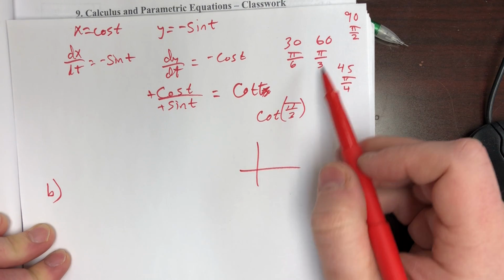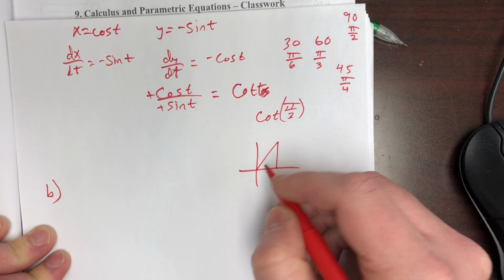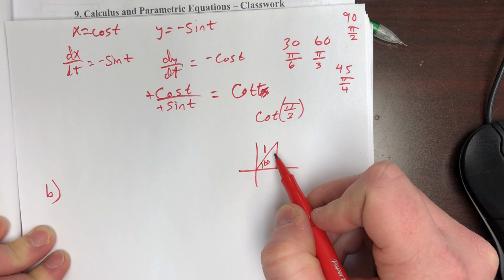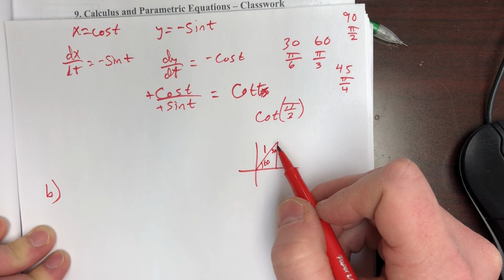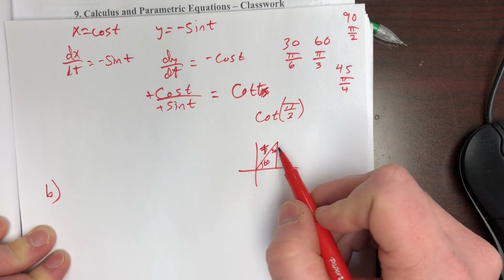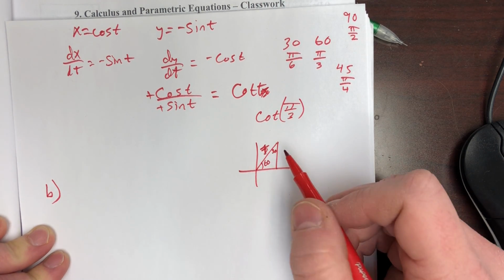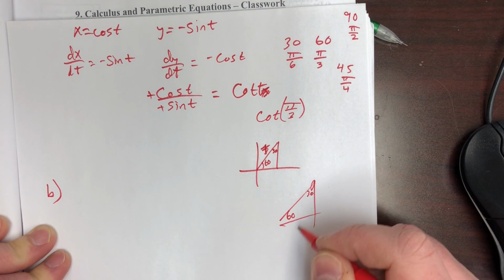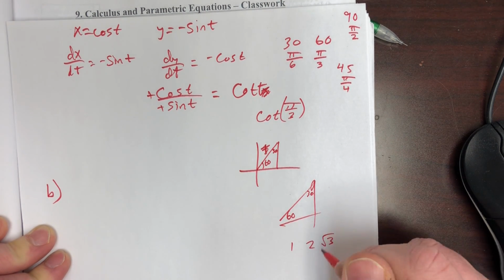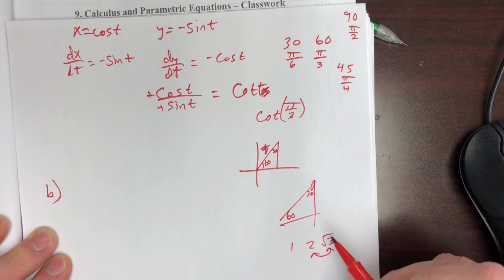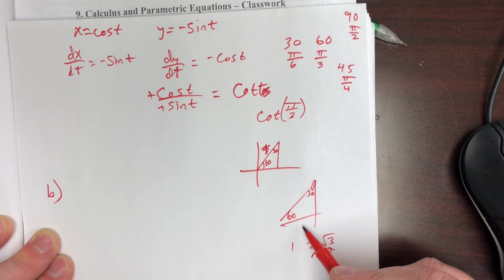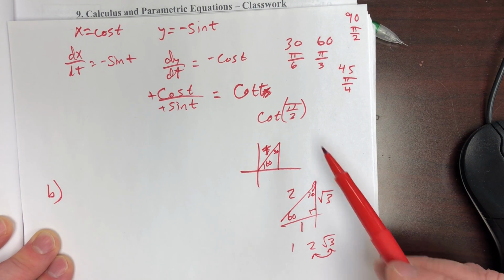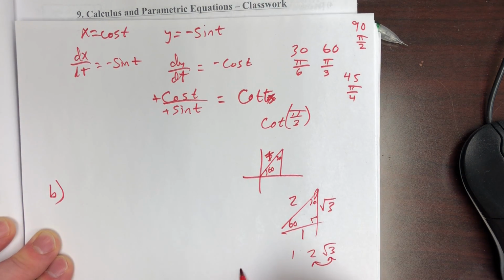So anyway, I see pi over 3 and I'm thinking, okay, that's a 60-degree angle. So I draw my 60-degree triangle. If this is 60, then this is 30. It's a 1, 2, square root of 3 triangle. Just remember that the square root of 3 is actually smaller than 2. So small side goes with small angle, big side goes with big angle, medium goes with medium. So now if I want cotangent of pi over 3, I can do SOHCAHTOA.